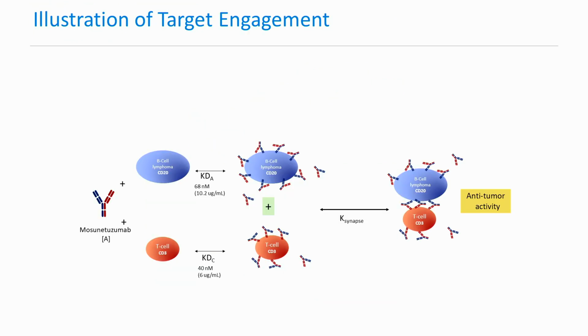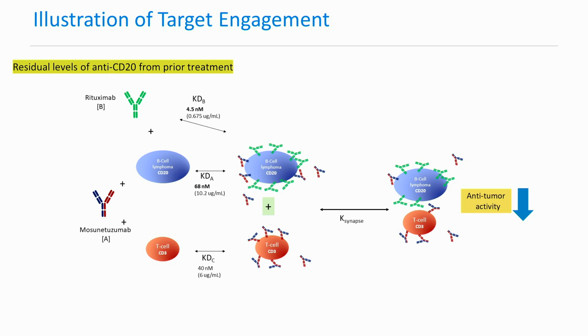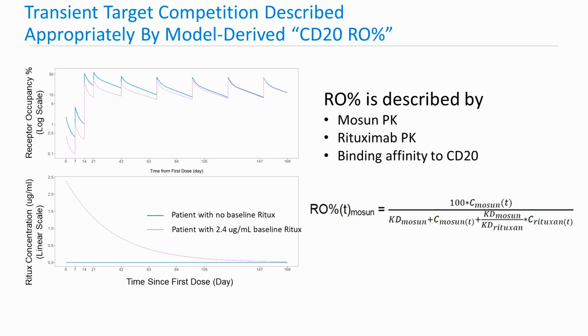What's going on at the target engagement level is illustrated here. Mosun works by binding to CD20 and CD3, which creates an immune synapse that drives anti-tumor activity. The residual levels of prior anti-CD20 therapies transiently competes with Mosun on its target engagement and reduces its anti-tumor effect. And of course, this is reversible at higher doses of Mosun.